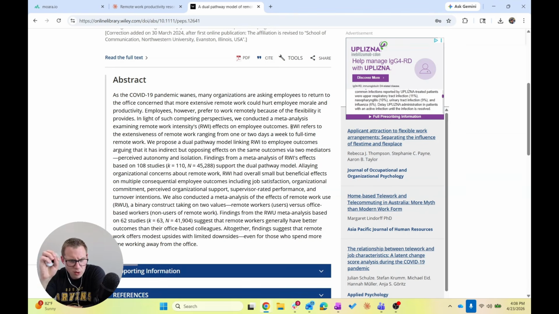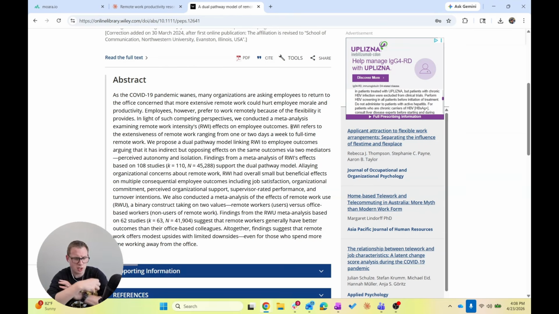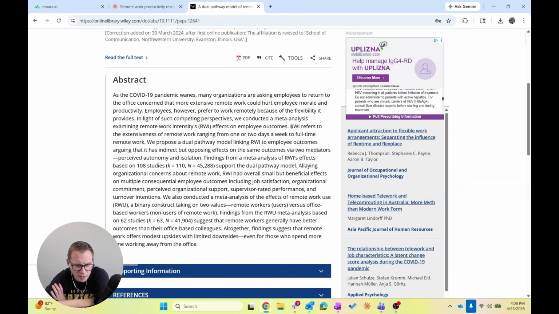RWI, the effectiveness of remote work ranging from 1 or 2 days a week to full-time remote work. Propose a dual pathway model linking RWI to employee outcomes. Okay. Findings from a meta-analysis of RWI's effects based on 108 studies. So we want this. Let me go ahead and read through the effects. RWI had overall small but beneficial effects on multiple consequential employee outcomes.